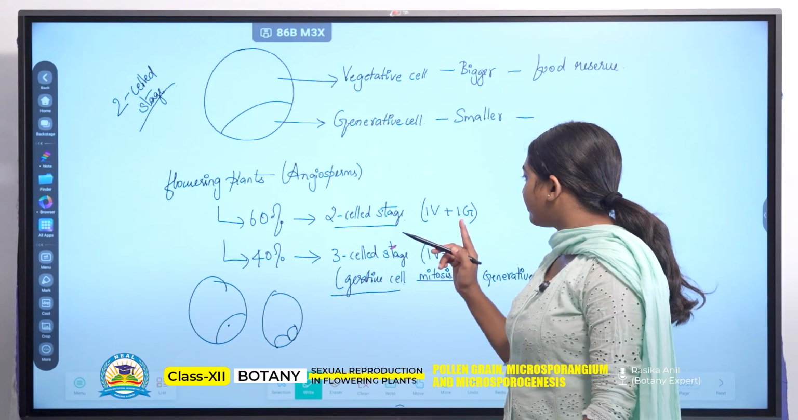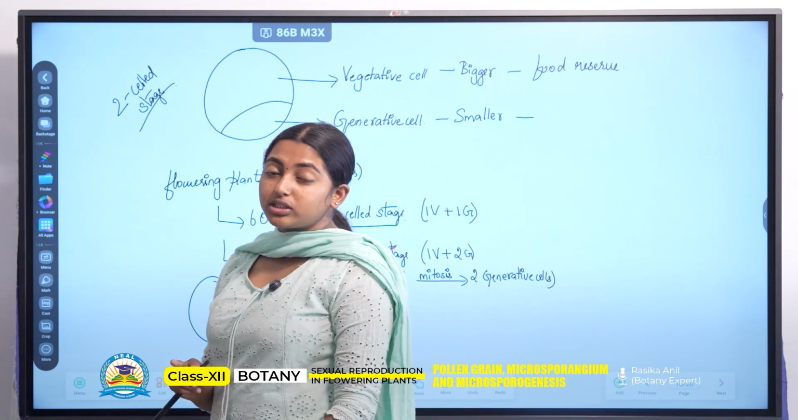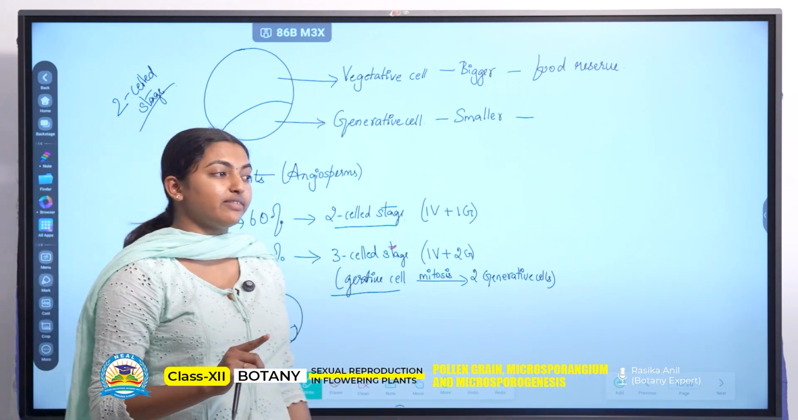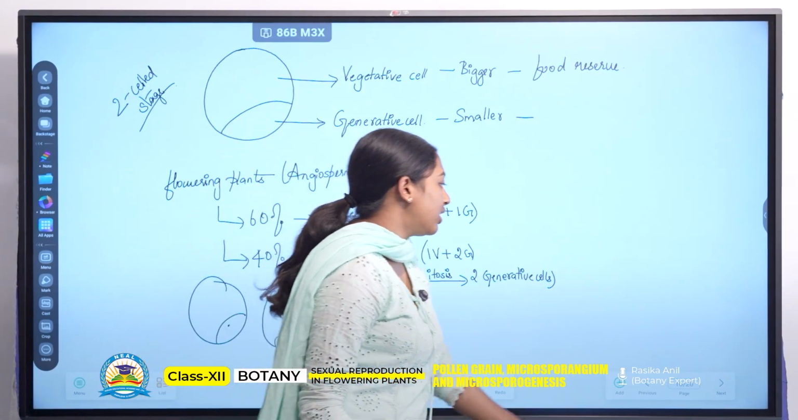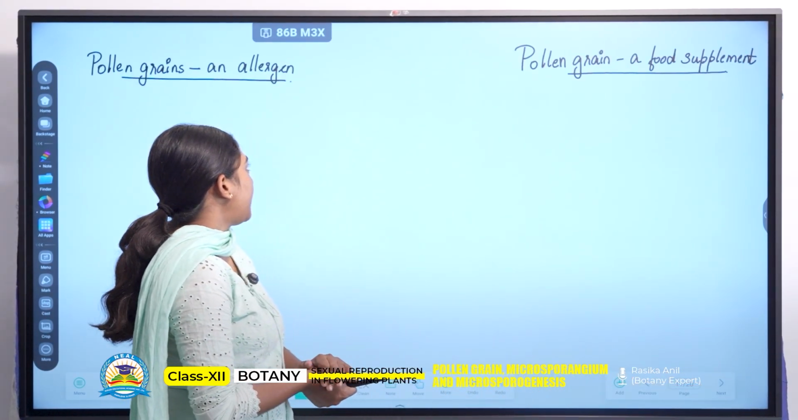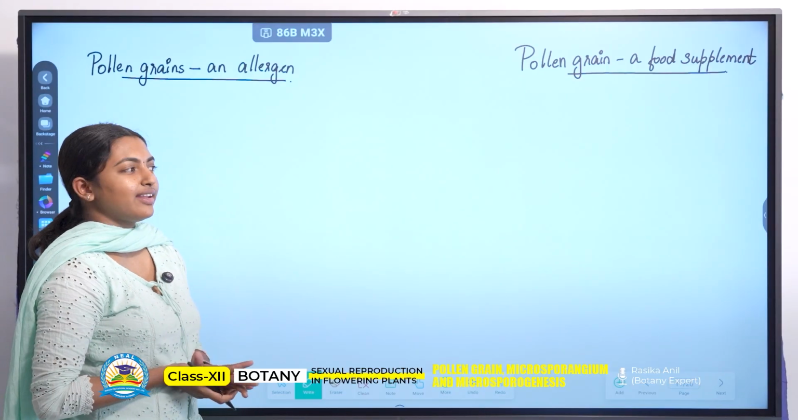And the three cells are one vegetative cell and two generative cells. How do you get two generative cells? Because one generative cell will undergo mitosis, right? So next we'll learn something about pollen grains. How are we using it directly, right?